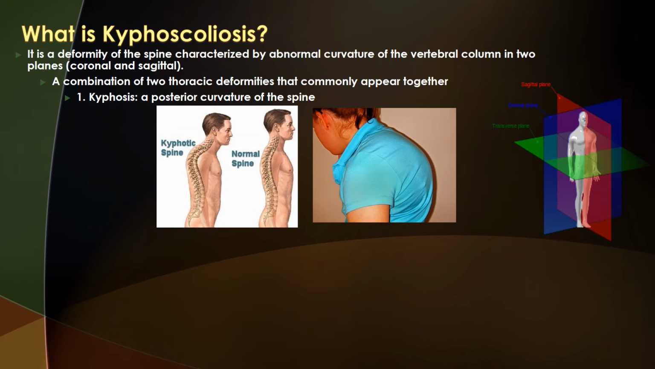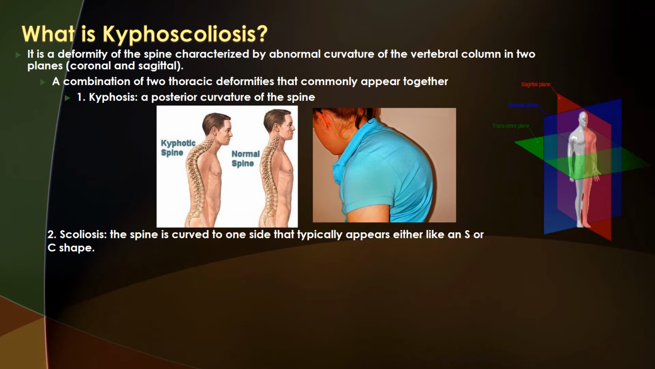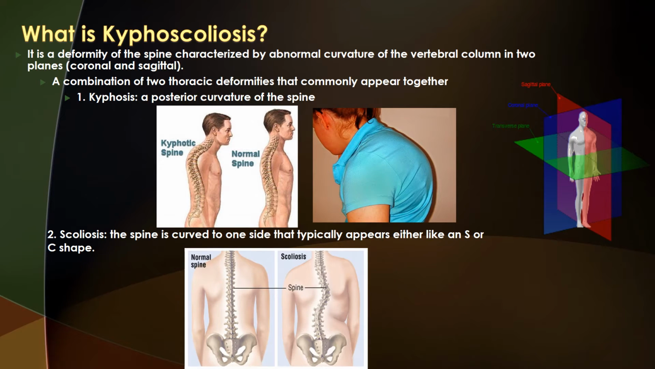The second thoracic deformity is called scoliosis. Scoliosis is defined as the spine being curved to one side, and it appears in either an S or C shape. In this picture, it also compares a normal spine to a scoliosis spine. It has an appearance of an S or C shape.